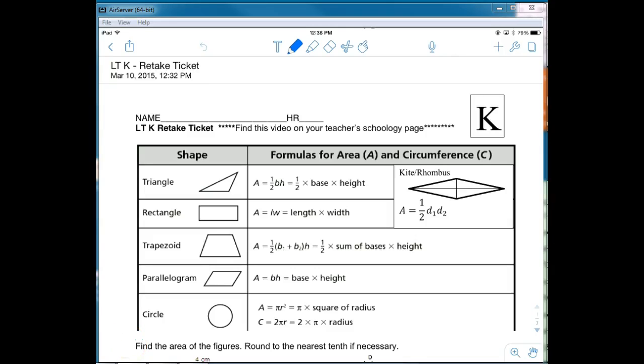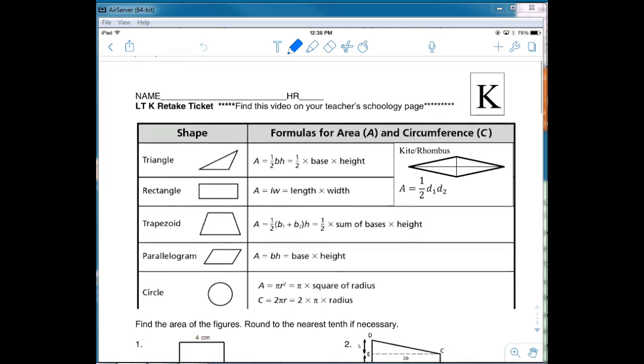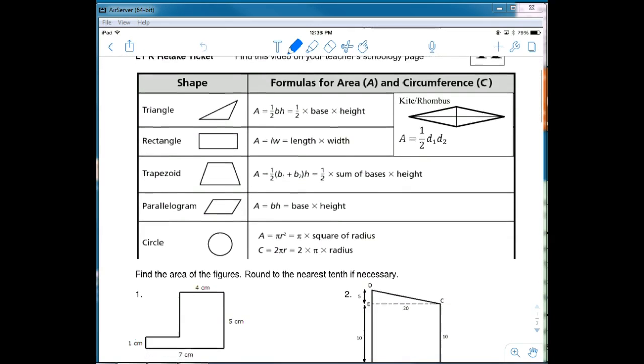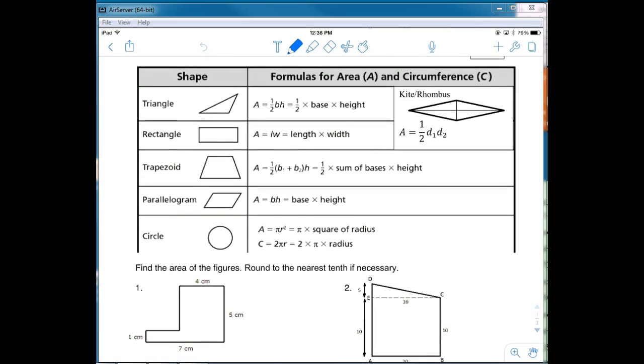This is Learning Target K Retake Ticket. We're finding area of irregular figures. At the top of your paper, you will see all of the formulas that you will need for finding area today. I'll highlight a couple that are important.